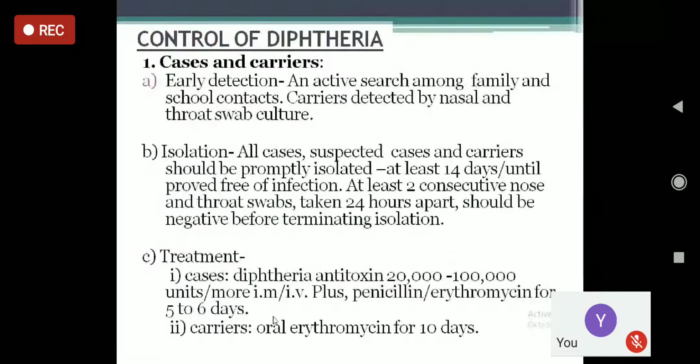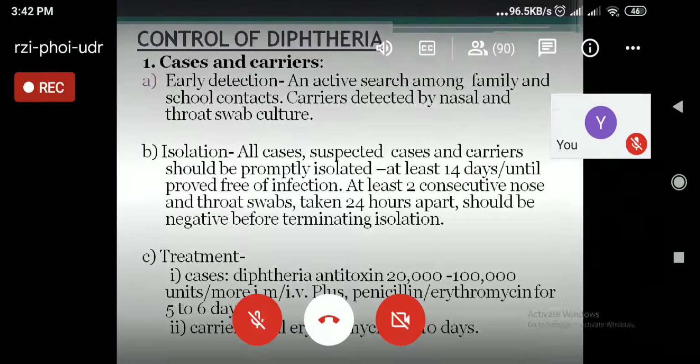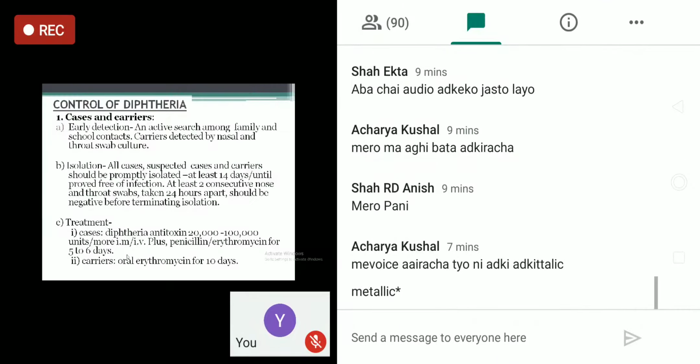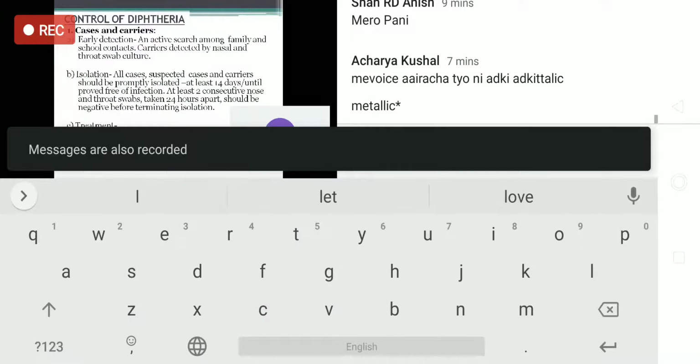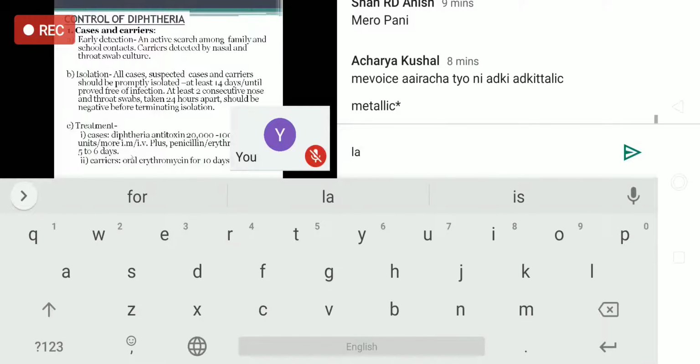So how to control diphtheria? So there are cases and carriers. I told you, cases means people with obvious signs and symptoms. Carriers harbor the bacteria, but they are asymptomatic. So first of all, you have to detect the cases. Early detection plays a vital role in controlling any disease. If you detect any disease at a late stage, then you can't do much. So early detection is very, very important.